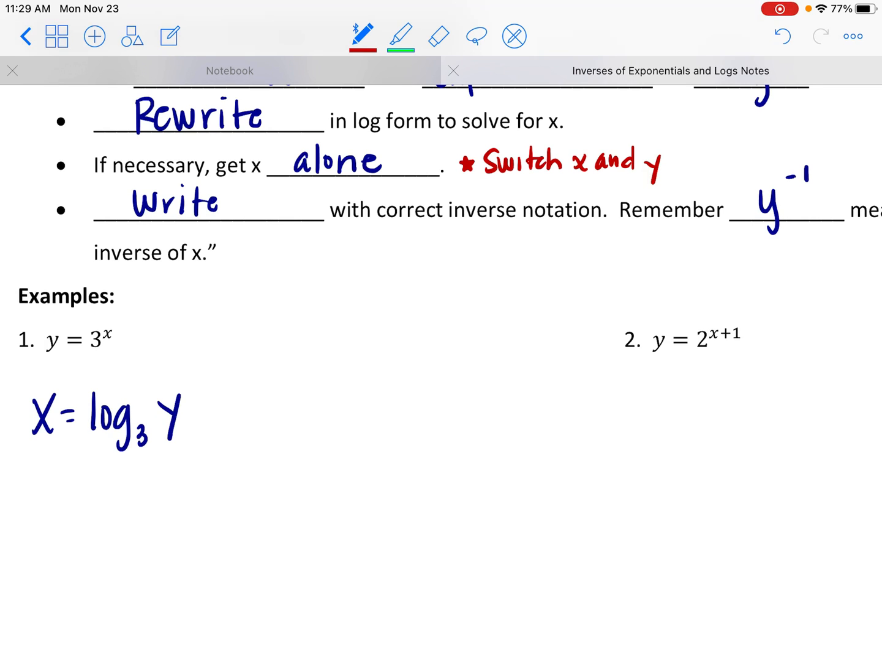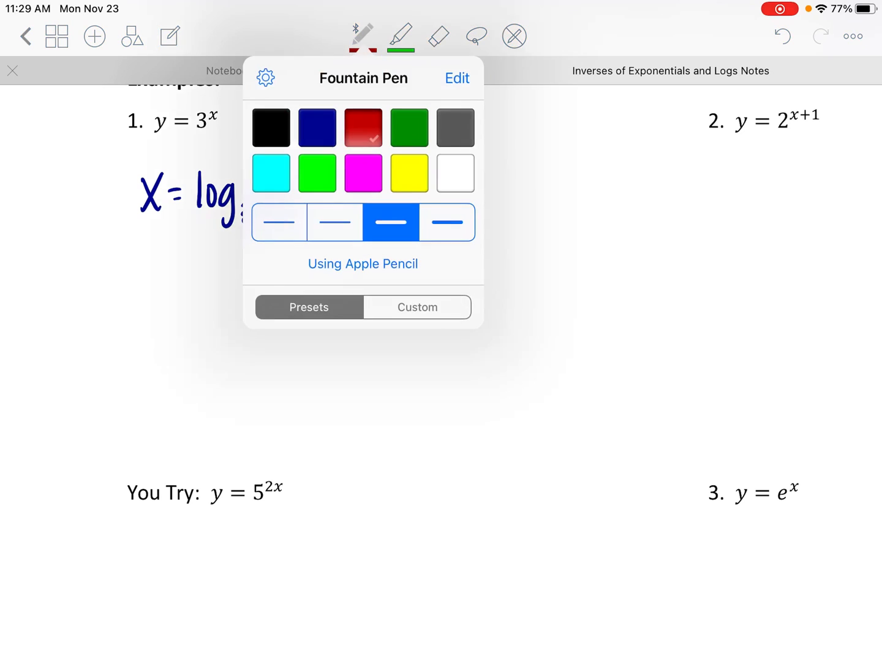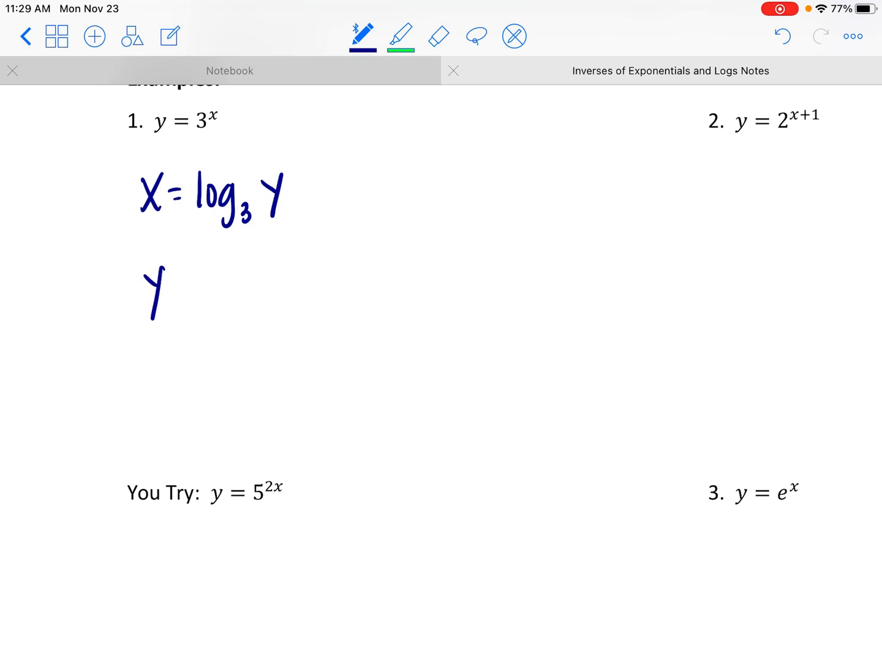And then write with correct inverse notation. Okay, so here we solved it for x. X is all by itself, so we're good there. Now I have to switch x and y, so y equals the log base 3 of x, and then we're going to call it the inverse. Y inverse is equal to log base 3 of x.